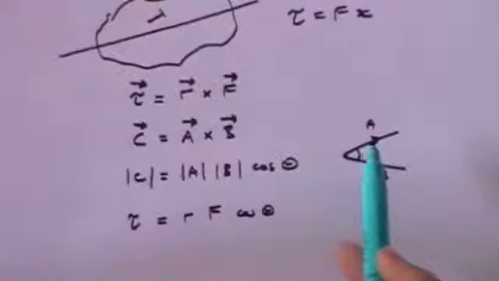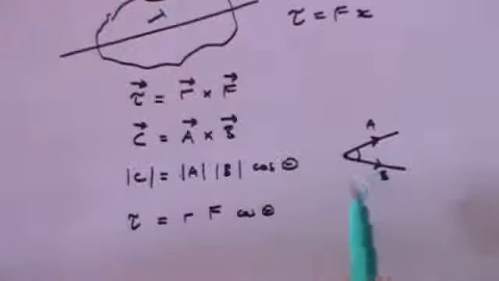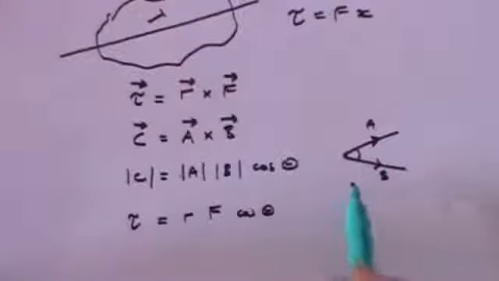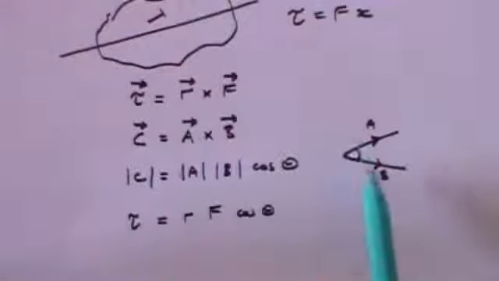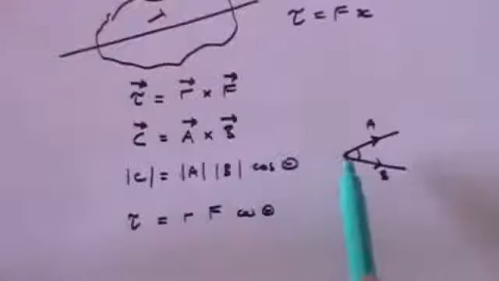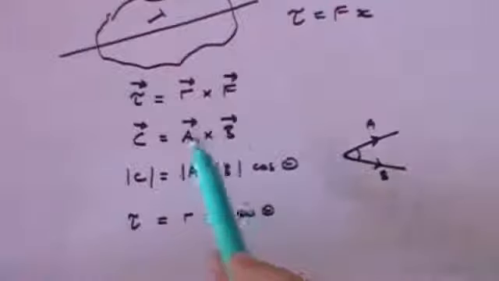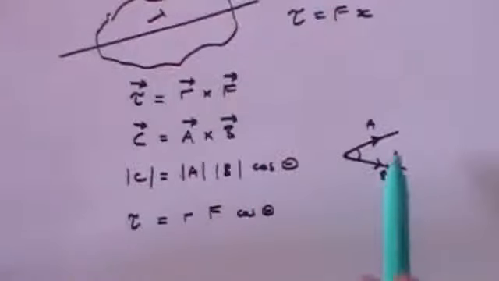If I have to rotate A clockwise, which in this case I do, then you use the corkscrew rule. If you go clockwise, then the corkscrew will go into the paper. So in this case, A cross B would result in a vector C perpendicular to the plane of the paper going into the paper. If on the other hand it was B cross A, then for B cross A, B has to go anti-clockwise to A.